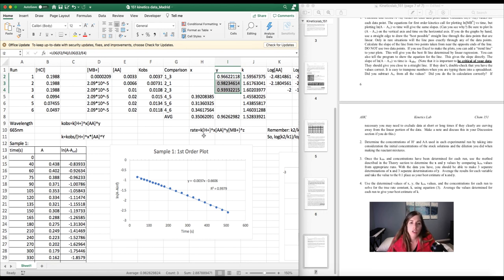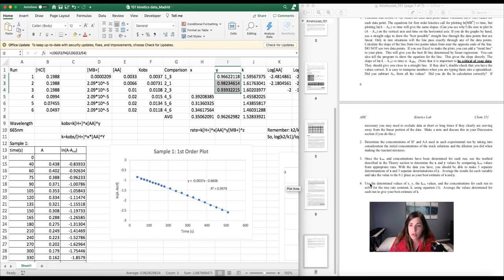Average the results for each variable and take the value to the 0.1 place as your best estimate. So essentially our best estimate then for the average of X would be 0.4, and the average for Y would be 1.0. So it looks like X, or the order of H plus, has a fraction of an effect. And then our Y is basically a first order reactant.